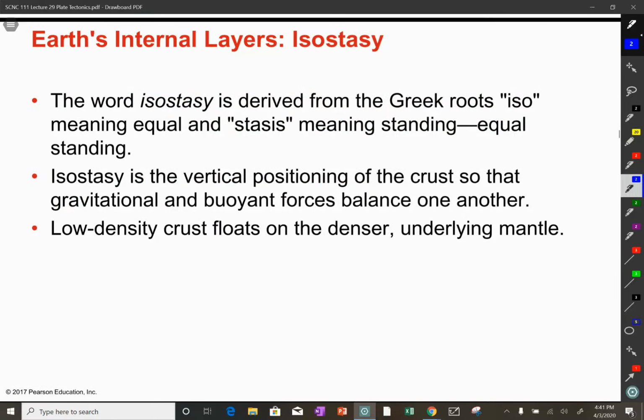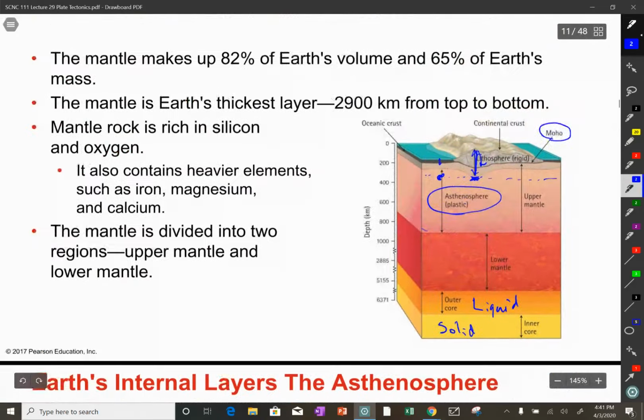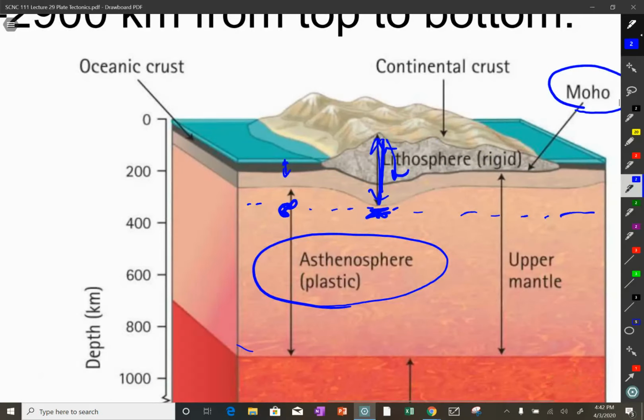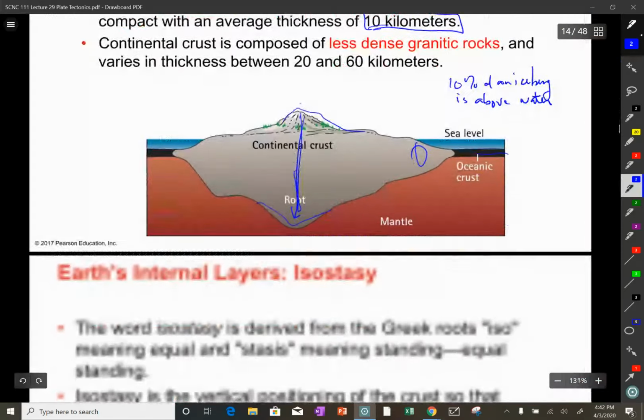Isostasy is a word meaning equal standing. And we say that we have the floating of these layers up here because of isostasy. They reach their balance. You know how they say water seeks its own level. The crust seeks its own level. They reach their balance because they're all in equilibrium. They're all floating on this same upper mantle. So that's what the isostasy is referring to.